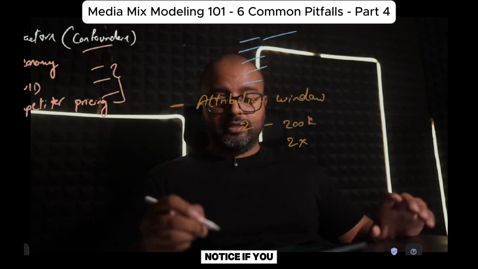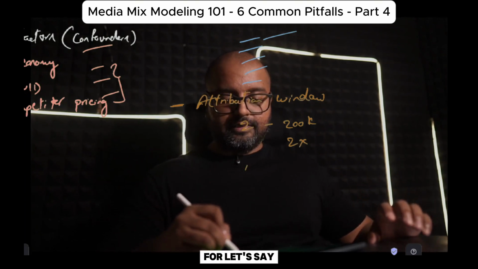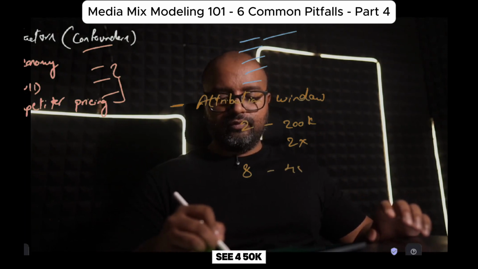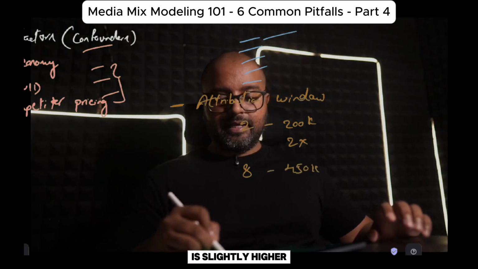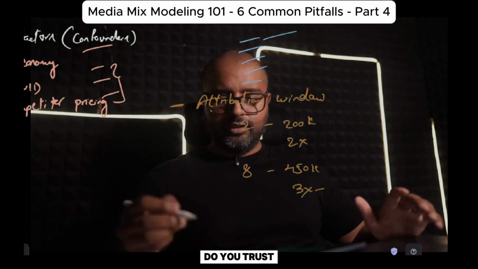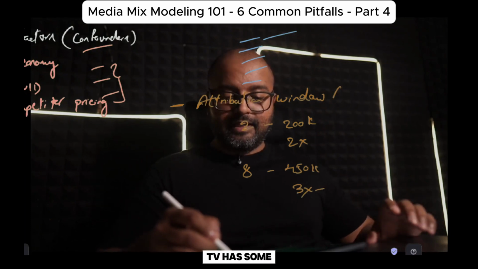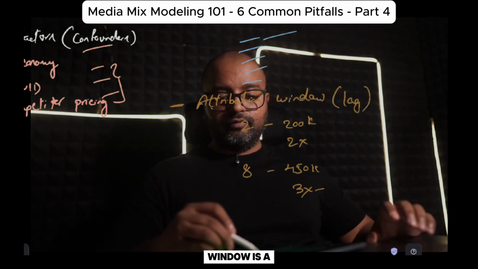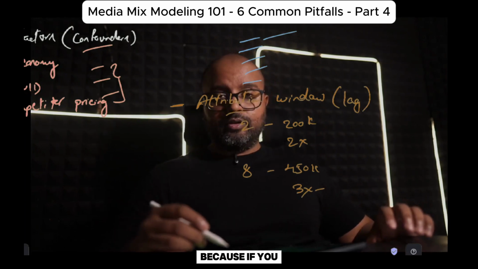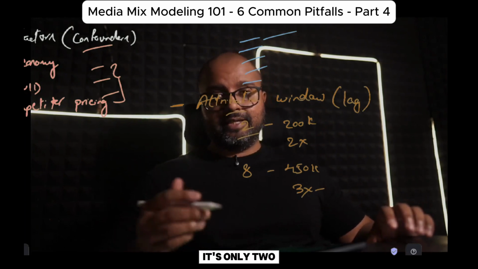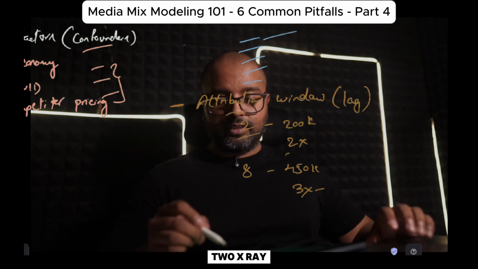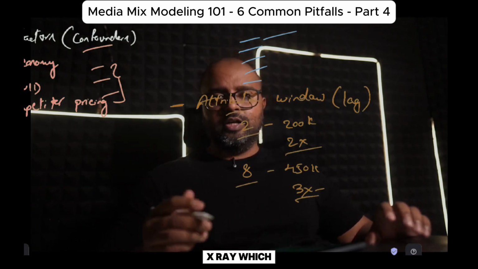Or maybe you notice if you keep that going for, let's say, 8 weeks, now you suddenly see 450K and maybe there is slightly higher ROI of 3x. So which one do you trust now? Of course, TV has some lag effects, but this attribution window is a huge problem, because if you take one time frame and say it's only 2 weeks lag, then you get 2x ROI, and if you say 8 weeks lag, you get 3x ROI. Which one do you trust?